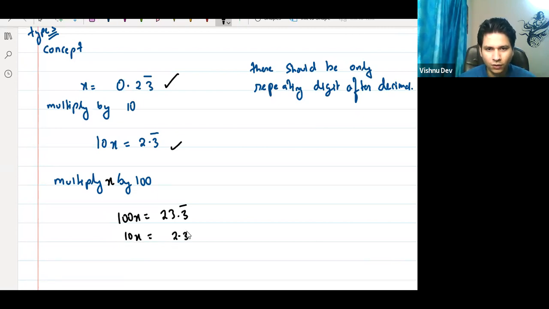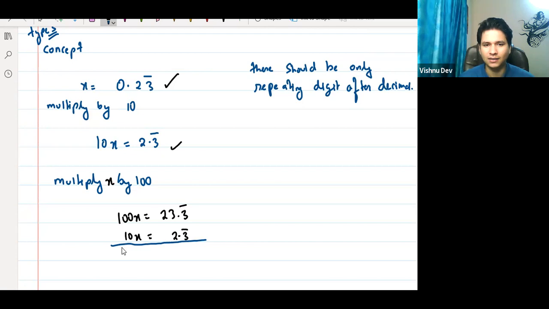2.3 bar. Very good, Karthikeya. 100 minus 10, Aditya. Tell me, because I have to remove this. I have to make sure that after the decimal, both the digits are repeating. Yes or no? So it is 100 minus 10. Then it will become this, no? Very good. Now tell me, what is the answer?